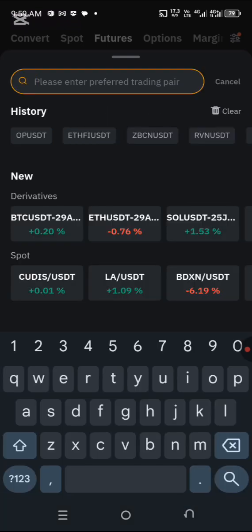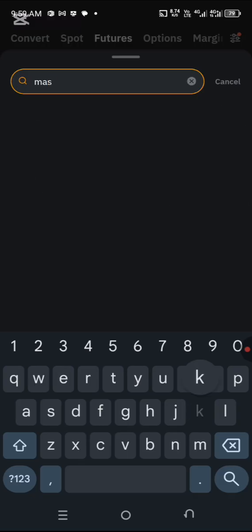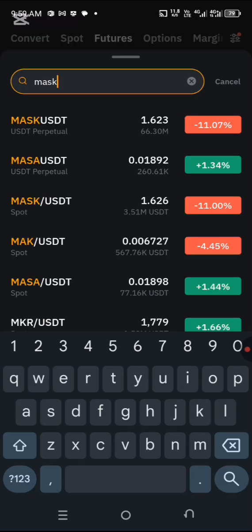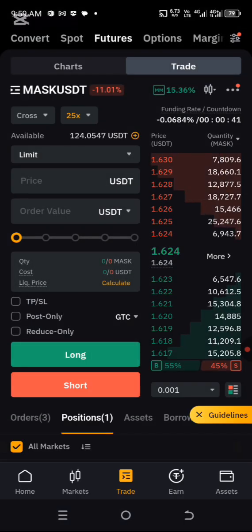Let's say we are buying MASK. Like I said before, make sure that the coin you are choosing always remains on perpetual. As you can see, the top one is showing MASK USDT perpetual. So you click on that, you can see it has turned to this market. Now you can trade this market.